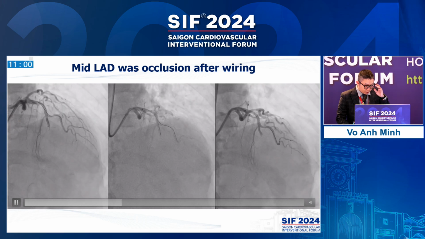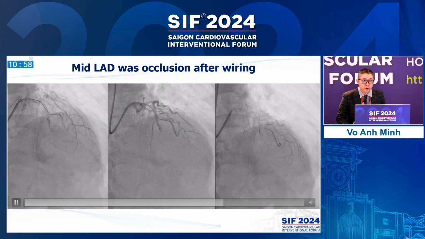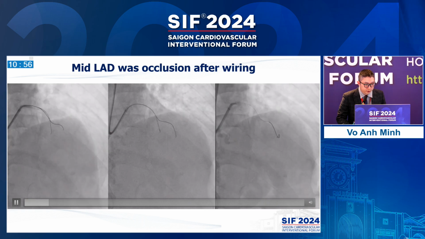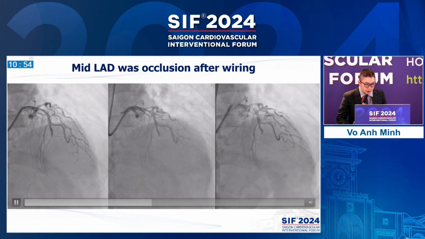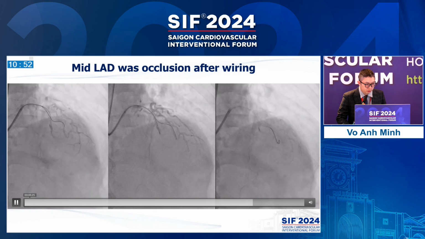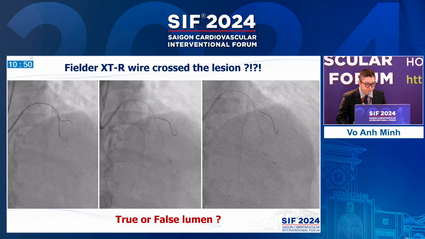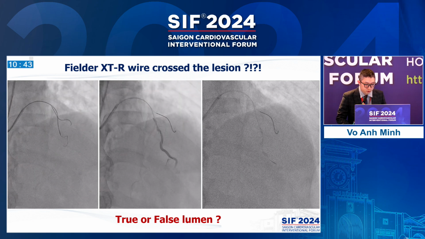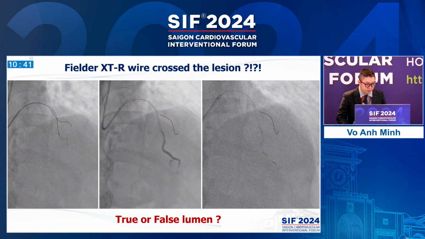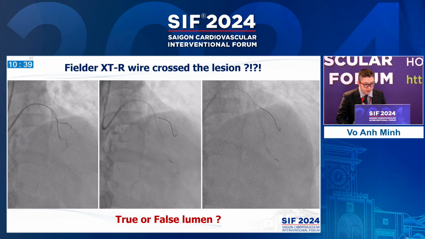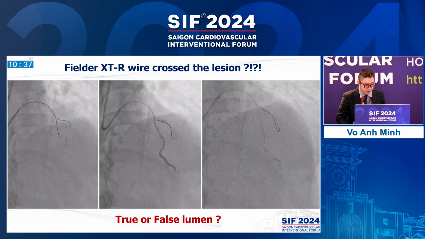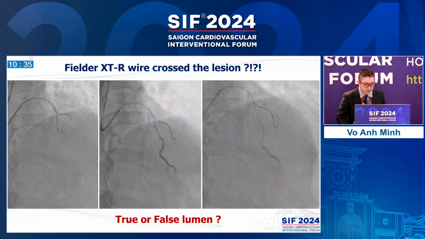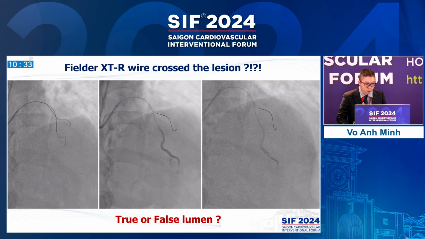At this time, of course, it's a dissection at the tortuosity area, so a very difficult situation. So we have no choice. We have to pass the occlusion. So I use the Fielder XT-R to try to cross the lesion. Let's look at the second view. Is it a true or false lumen? It's not easy. I checked again, because if I advance the microcatheter, maybe the dissection becomes worse.